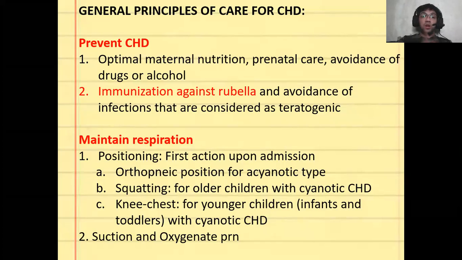But take note, immunization against rubella should be done before they get pregnant, or else that vaccine may have harmful effects with the fetus. They should maintain respiration as well, proper positioning first upon admission for patients who have CHDs. Place them in an orthopneic position for the acyanotic type, squatting position for older children with cyanotic CHD, and knee chest position for younger children, for infants and toddlers with cyanotic CHD. We need to perform suction and oxygenate the child as needed.